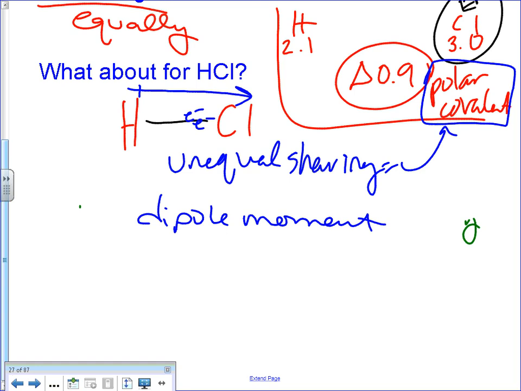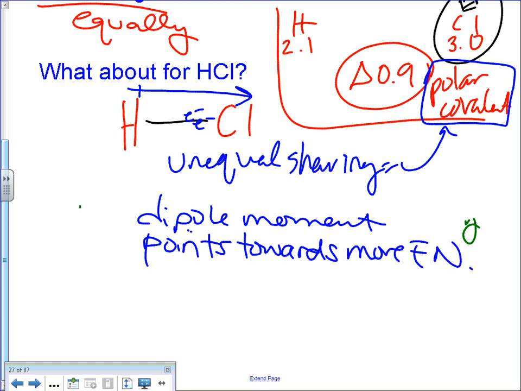So which way am I pointing towards? The more electronegative or the less electronegative? The more electronegative. Okay, so the dipole moment points towards the more electronegative atom. And the hash mark looks kind of like a plus, doesn't it? It's on the less electronegative, so the less negative side of the bond. Okay? I'm telling you some stuff up front because I'm not going to spend a lot of time on it later. This is something that we're going to use a lot today.